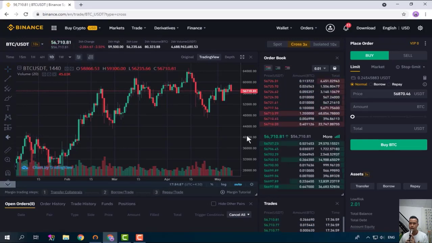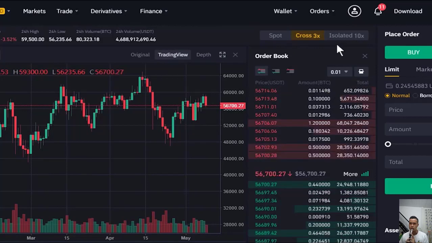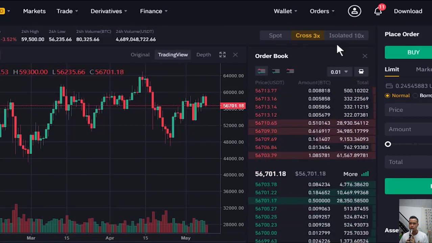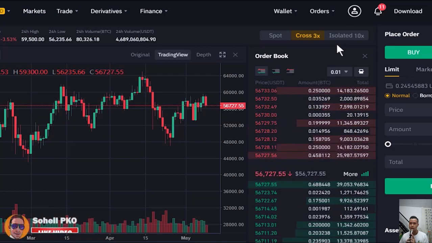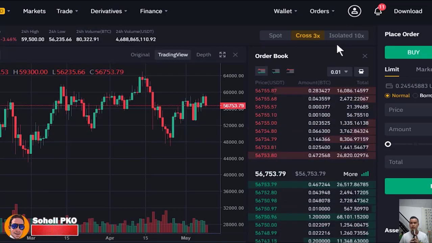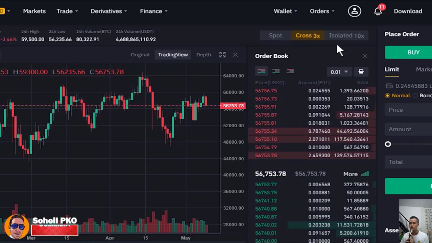Now let's see how we transfer coins here in the margin account. But before that, you must know what cross margin and isolated margin are and what the difference between them is, because these are different wallets, and before transferring, you must decide if you want to open your positions in cross margin mode or isolated margin mode.